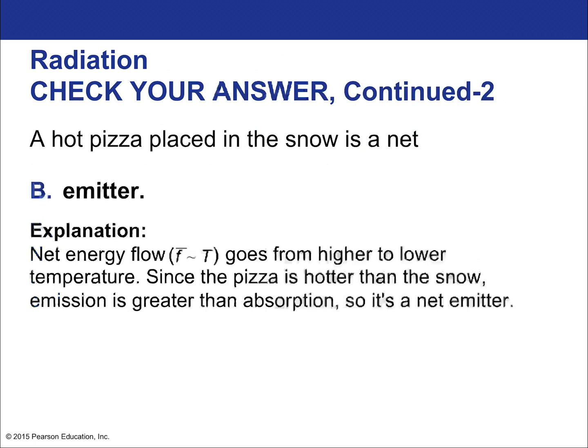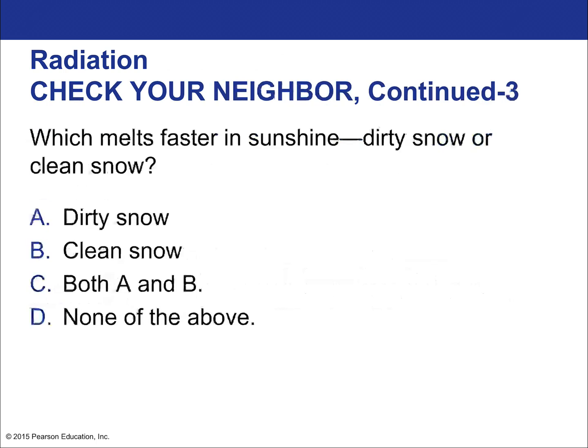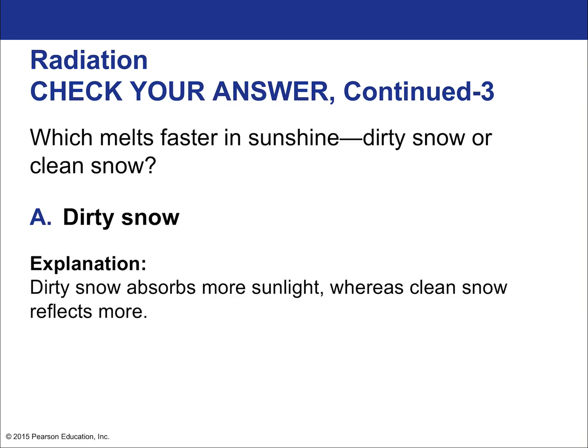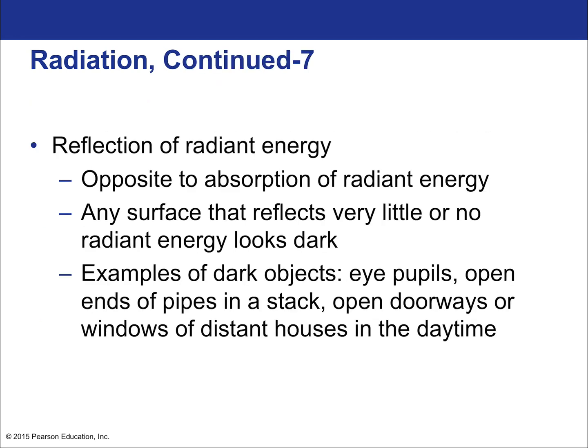And so overall, even though it's still going to be absorbing energy from the snow, it's not going to be absorbing nearly as much as it's emitting. So which melts faster in sunshine, dirty snow or clean snow? This has to do with the properties that lead to good absorption or emission. It turns out that darker objects are better emitters and absorbers. So which is going to be dirty snow, all right? Because it absorbs more sunlight. Black is the color that both emits the most and absorbs the most, all right?